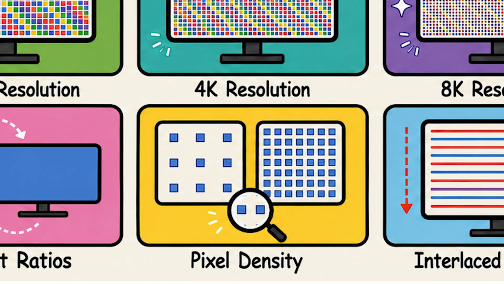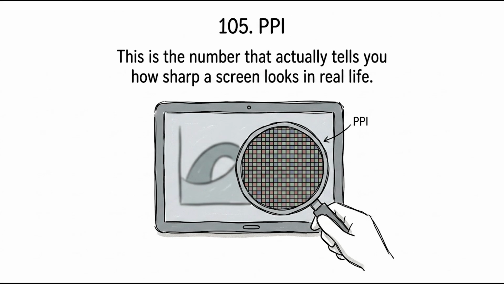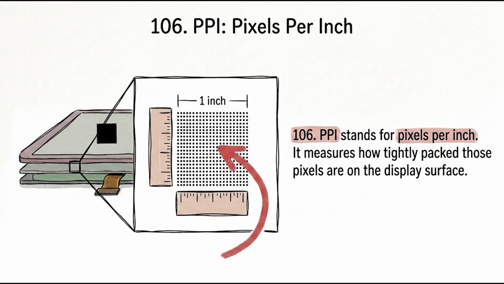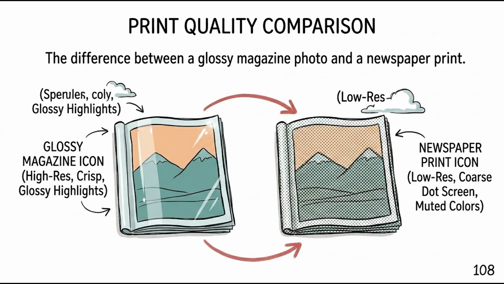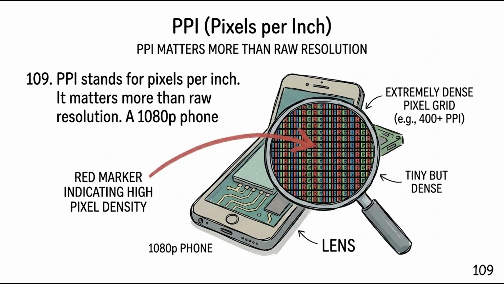PPI. This is the number that actually tells you how sharp a screen looks in real life. PPI stands for pixels per inch. It measures how tightly packed those pixels are on the display surface. Higher PPI means smaller, denser pixels. That means sharper text, smoother curves, and less visible grid pattern. It's the difference between a glossy magazine photo and a newspaper print. Same concept, wildly different quality up close.